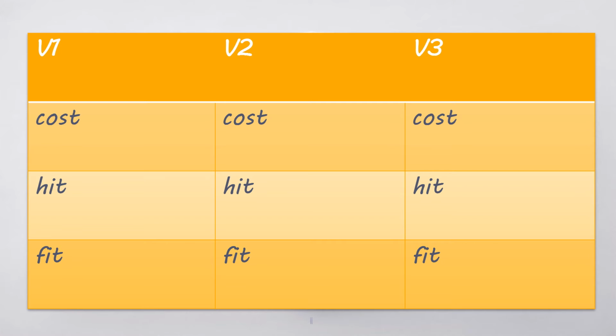Cost, cost, cost. Hit, hit, hit. Fit, fit, fit. Set, set, set. Let, let, let. Bet, bet, bet.